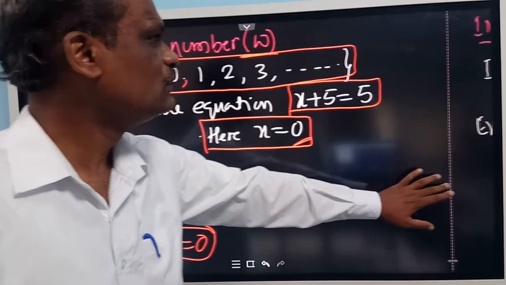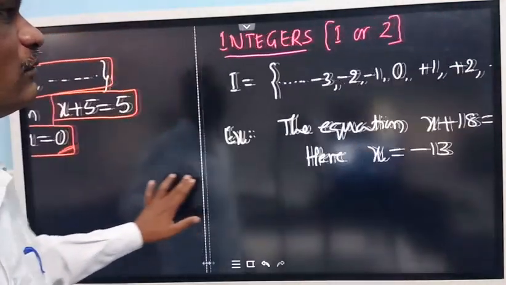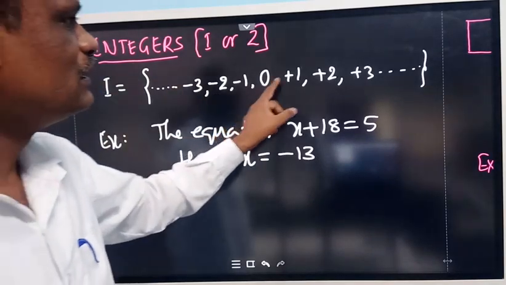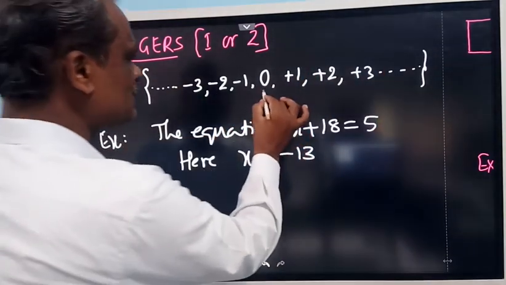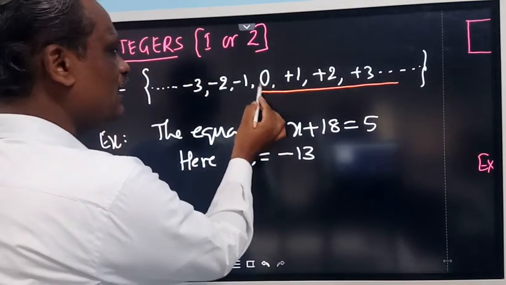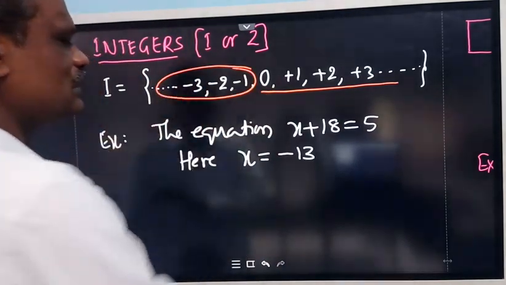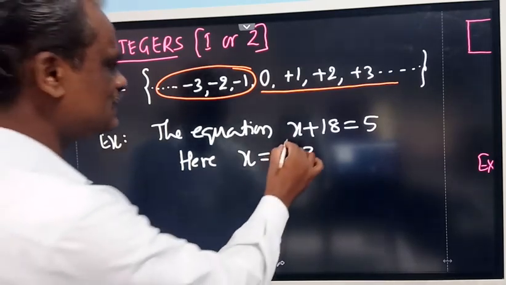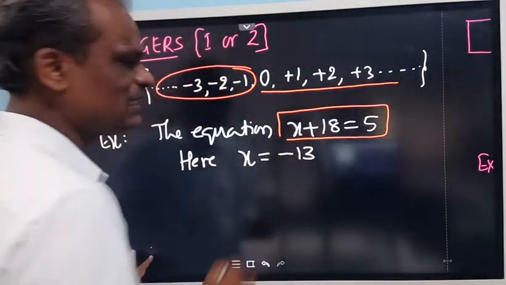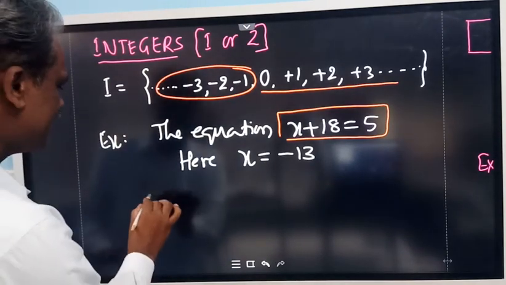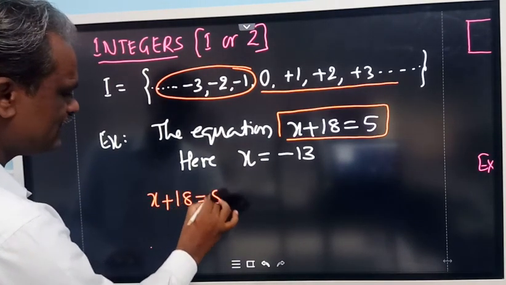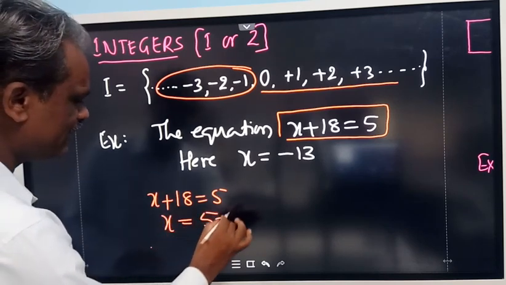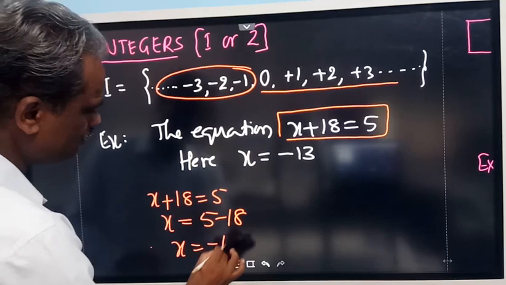Now come to the next situation where man invented the negative numbers along with these whole numbers. 0, 1, 2, 3, that is whole numbers. This group is whole numbers. Along with that, man invented the negative numbers. So let us take one example where the negative numbers are used. Look at this equation: x plus 18 is equal to 5. If you solve this, what will you get? x is equal to 5 minus 18. You are getting x is equal to minus 13.